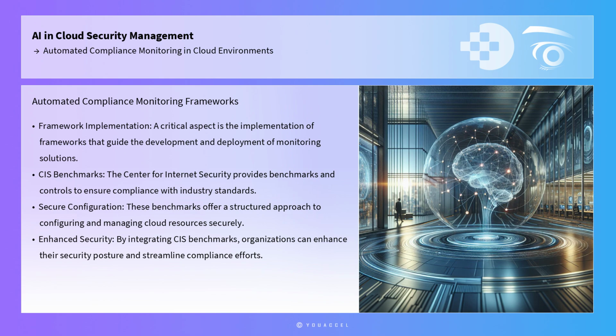A critical aspect of automated compliance monitoring is the implementation of frameworks that guide the development and deployment of monitoring solutions. The Center for Internet Security provides a set of benchmarks and controls that organizations can use to ensure compliance with industry standards. These benchmarks offer a structured approach to configuring and managing cloud resources securely, serving as a foundation for automated compliance monitoring tools. By integrating CIS benchmarks into their monitoring strategies, organizations can enhance their security posture and streamline compliance efforts.